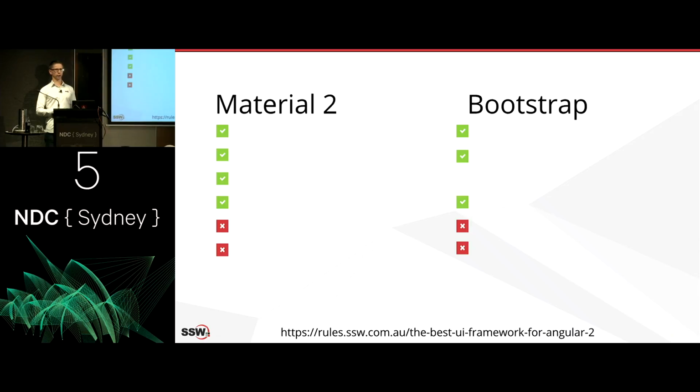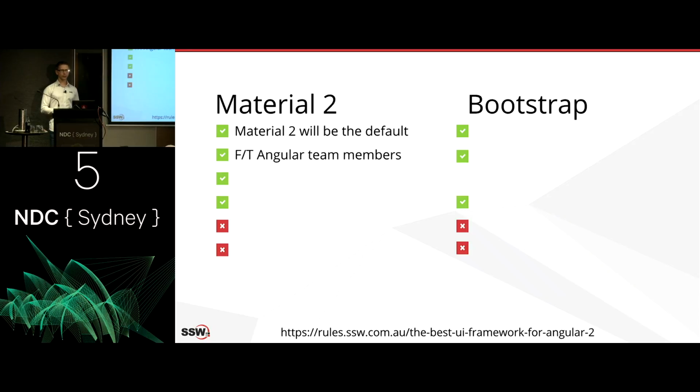So why would you want to go down the Material 2 path? The Material 2 path we think is going to be the default. Material 1 at the moment is super popular for Angular 1, and we think it's going to become the default for Angular 2. There's full-time Angular team members who are working on this project. It's not a community project, even though there's community contributions. There's heaps of energy behind it. It keeps pace with Angular 2.